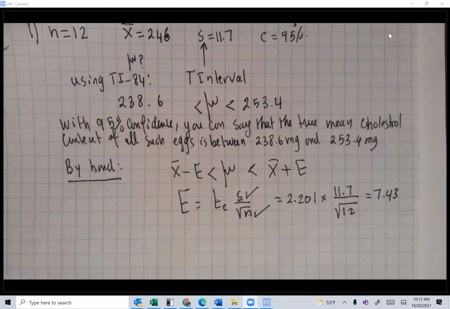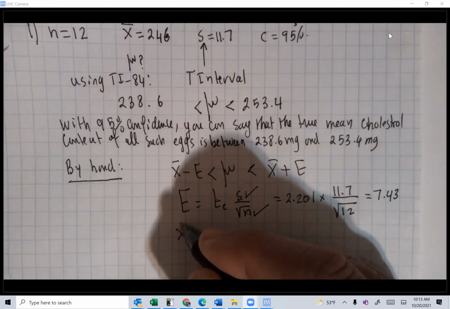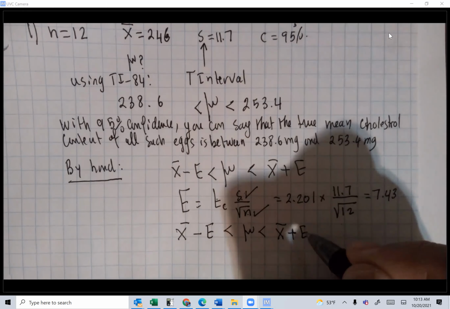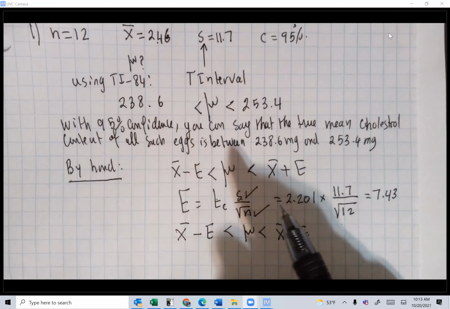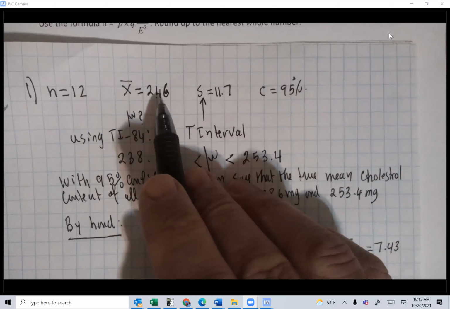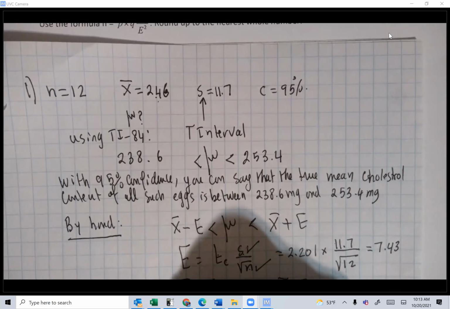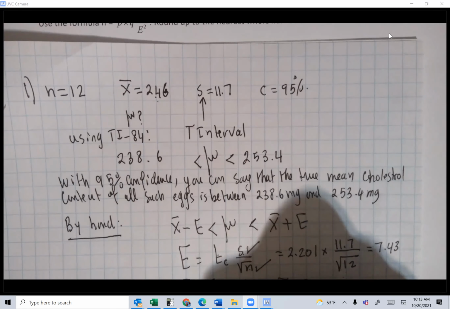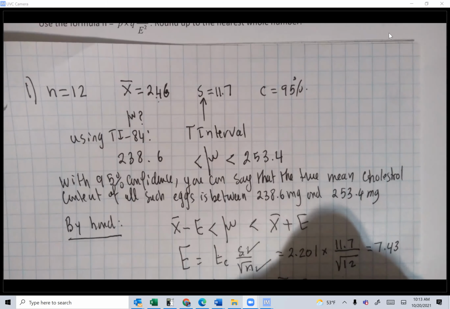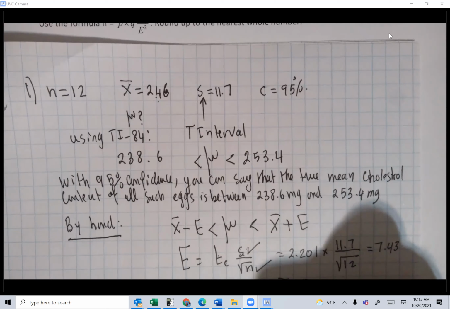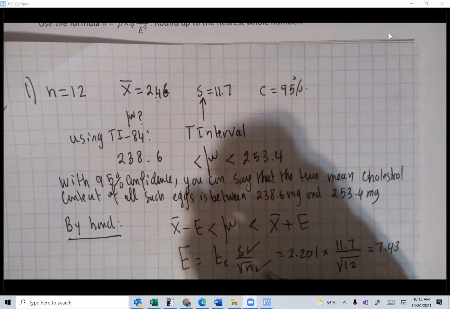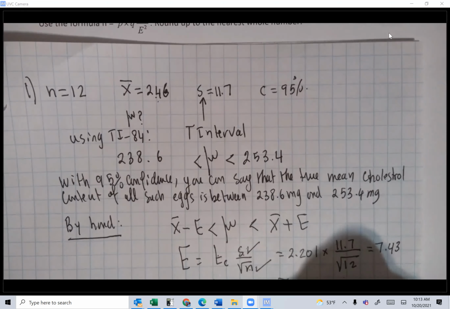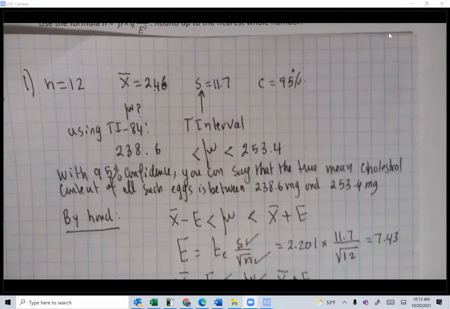Okay, guys, we're done. Once you find E, you do X bar minus E, and then X bar plus E. X bar is 246, it's given at the very beginning. 246, guys, minus 7.43, and X bar 246 plus 7.43. And guys, I'm going to get exactly the same numbers as above, 238.6 and 253.4. And that's the confidence interval.